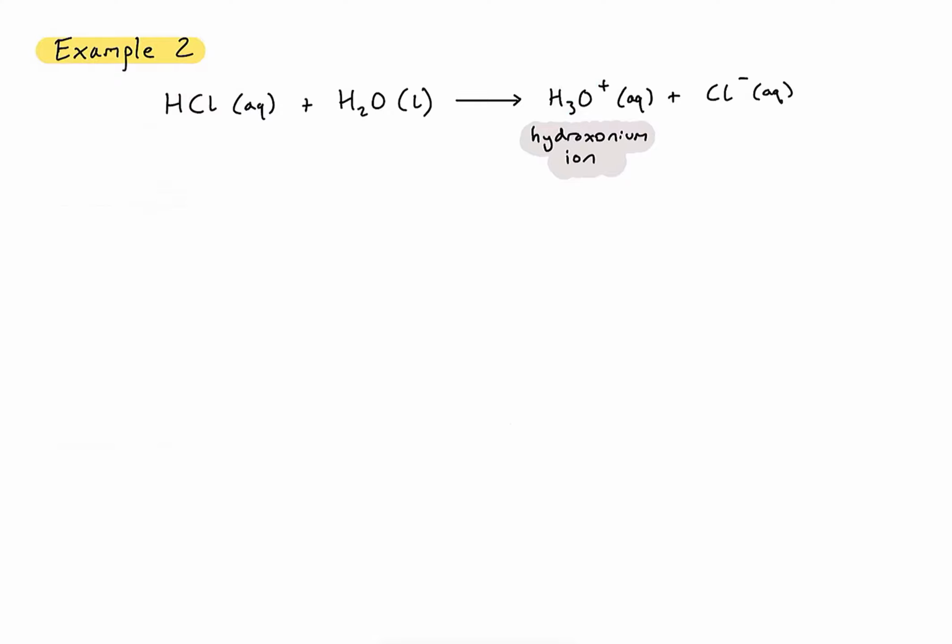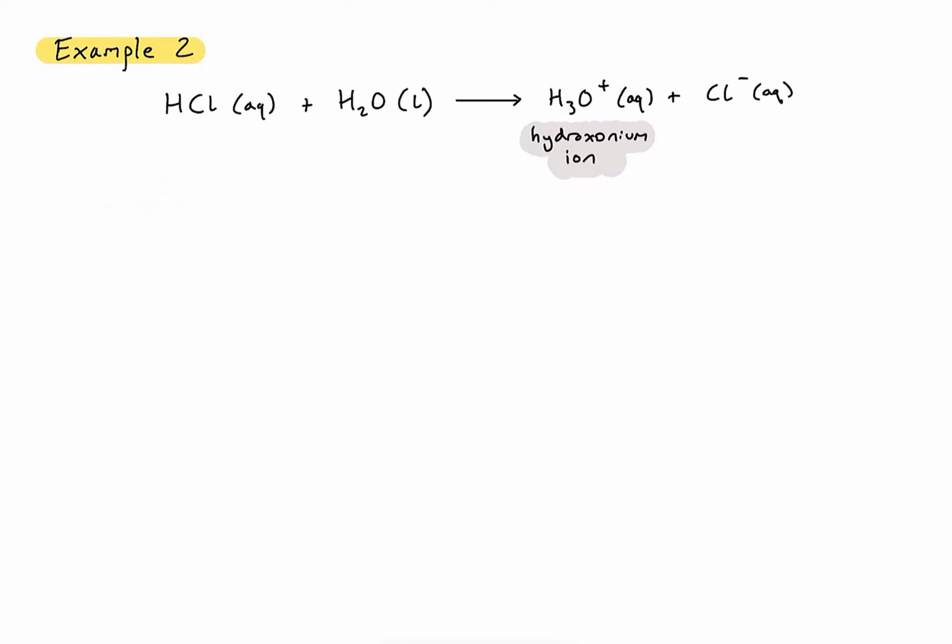So in this process, dissolving HCl in water, what's acted as a Brønsted-Lowry acid? What's acted as a base? Well, we need to identify first which thing has gained an H+, and if I compare water on the left and the hydroxonium ion on the right, I can see that my water must have gained an H+.